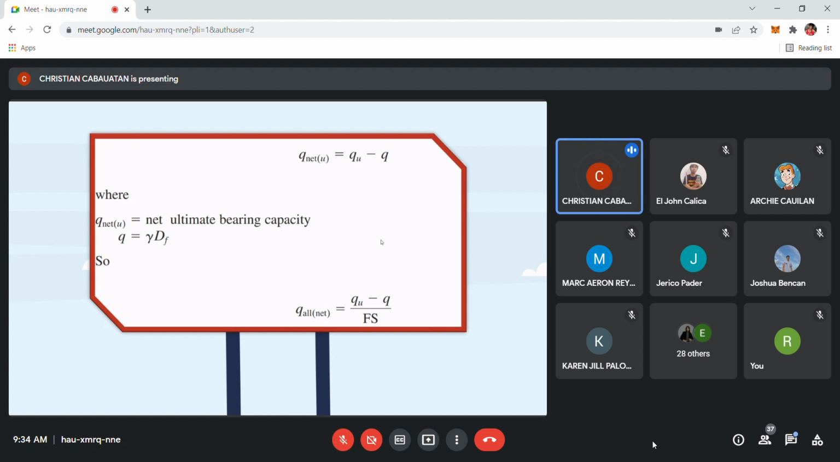Okay? So, the derived formula for that is the Q allowable, or the net ultimate bearing capacity allowable. It is equal to the Q ultimate minus the bearing capacity over the factor of safety. So ginamit na nila si factor of safety.